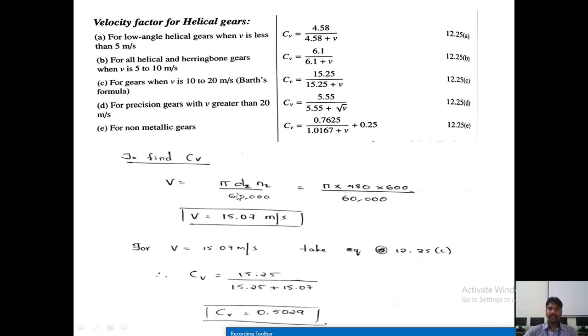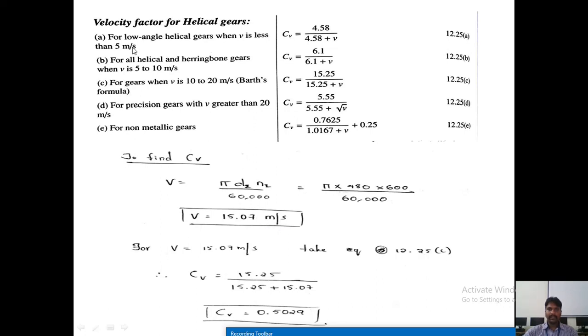So since the diameter is known, we can calculate velocity by using pi d1 n1 by 60,000 or by using pi d2 n2 by 60,000. The diameter is known, the speed is known, so we calculate velocity, which is given as 15.07 meter per second.